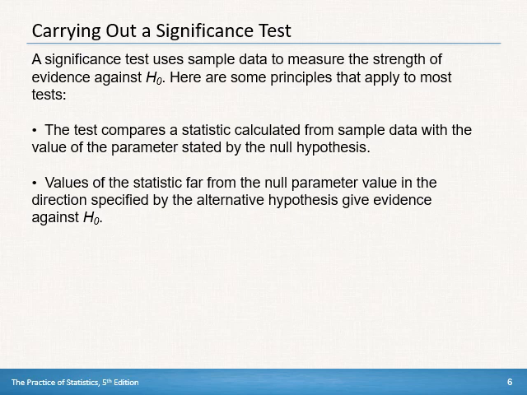Comparing that to the 80% she claims to be. All right, values of the statistic far from that null hypothesis value in the direction of the specified alternative hypothesis are going to give us evidence against it. So the further away, it kind of makes sense if you think about it, the further away the p hat is from the hypothesized value, the less likely the hypothesized value is actually true. And we're going to figure out how far away it should be. Really, we're going to look at it like, what's the probability that we would get that result, or one more extreme? And that's really what we're going to look at here.